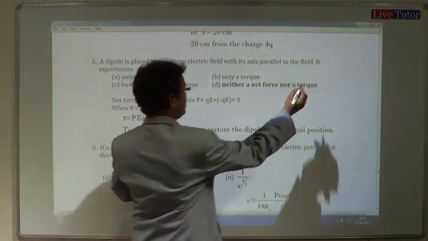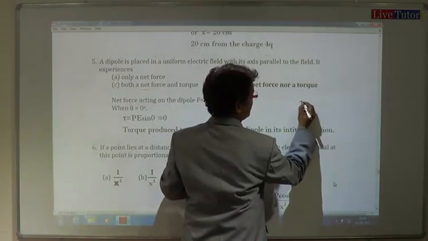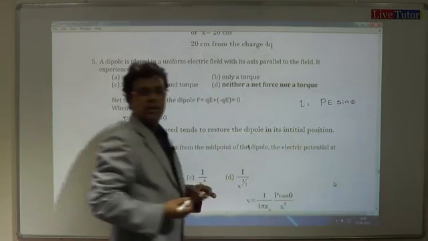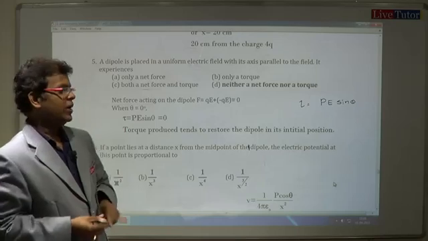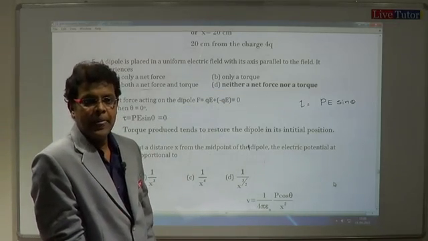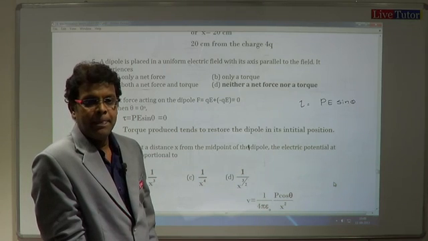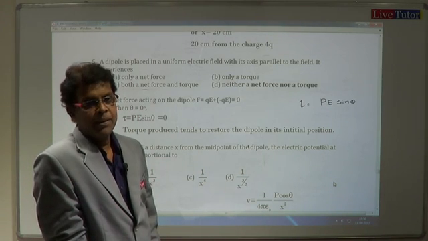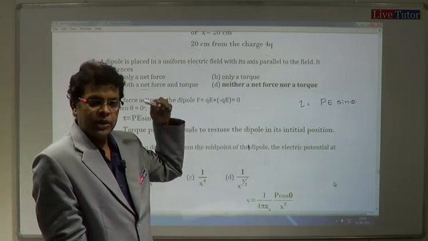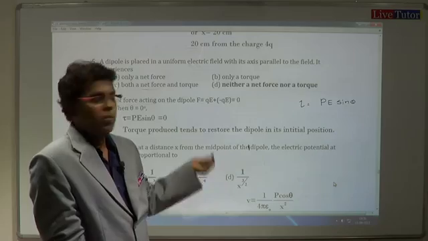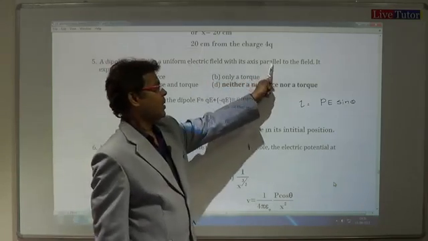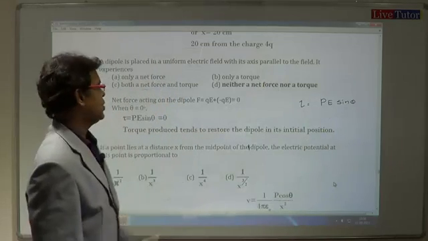See the formula, what is the formula? Tau is equal to PE sin theta. Now if theta is parallel, what is theta? Zero. So sin 0 becomes 0, tau becomes 0. If torque is 0, it means there is no force. So both are 0 now. Neither force nor torque. So this you have to remember: parallel means it will be 0. Both are 0.